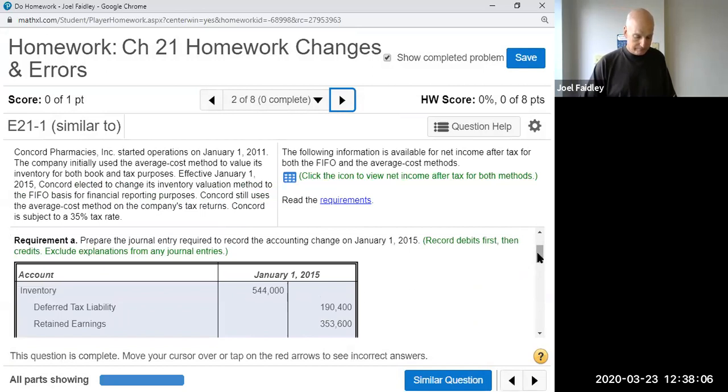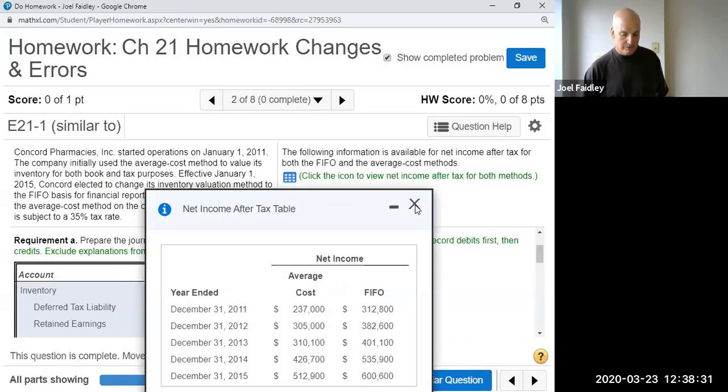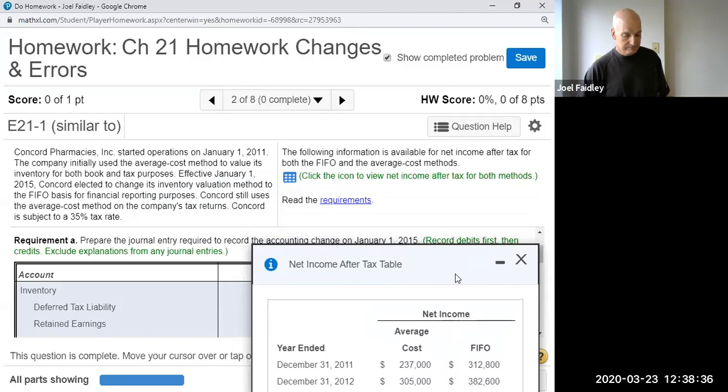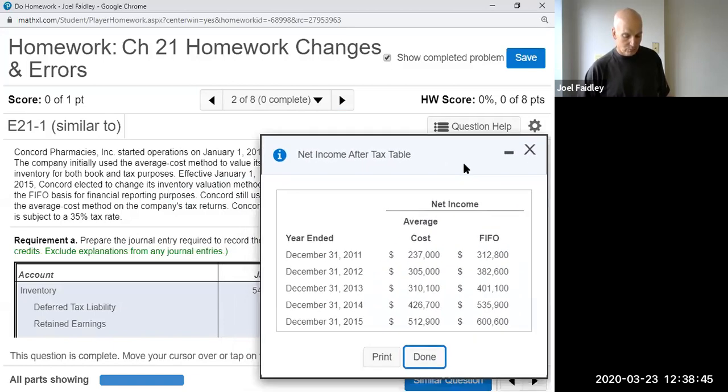What we got going on here? Concord Pharmacy started operations, used the average cost method to value its inventory for book and tax. They elected to change its inventory valuation method to FIFO, basis for financial reporting. Concord still uses the average cost method on the company's tax returns, subject to 35% tax rate. Let's click on this, see what that shows us. Start on January 1, 2011. And so January 1, 2015 is when they started. So I guess 2011, 12, 13, and 14, what is that, 4 years?